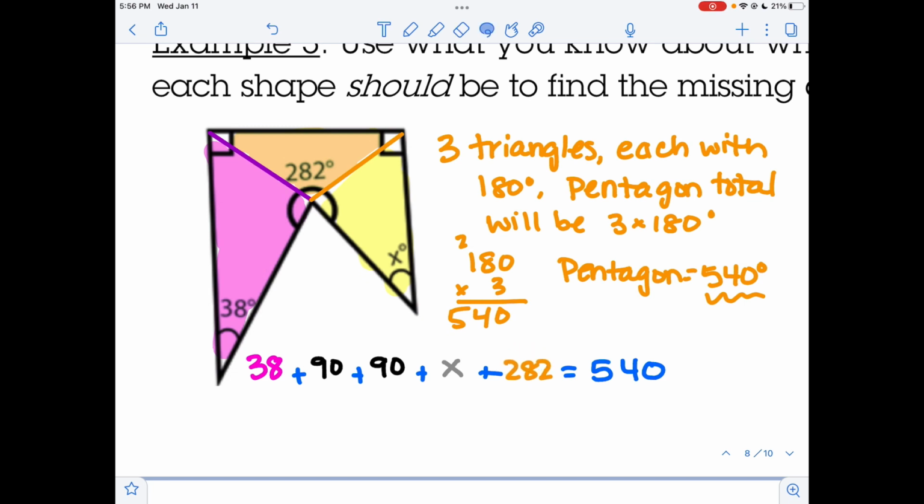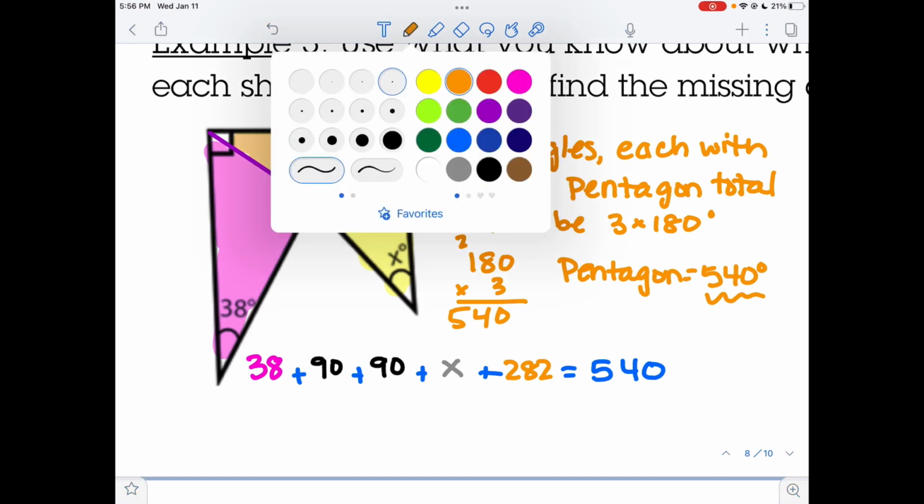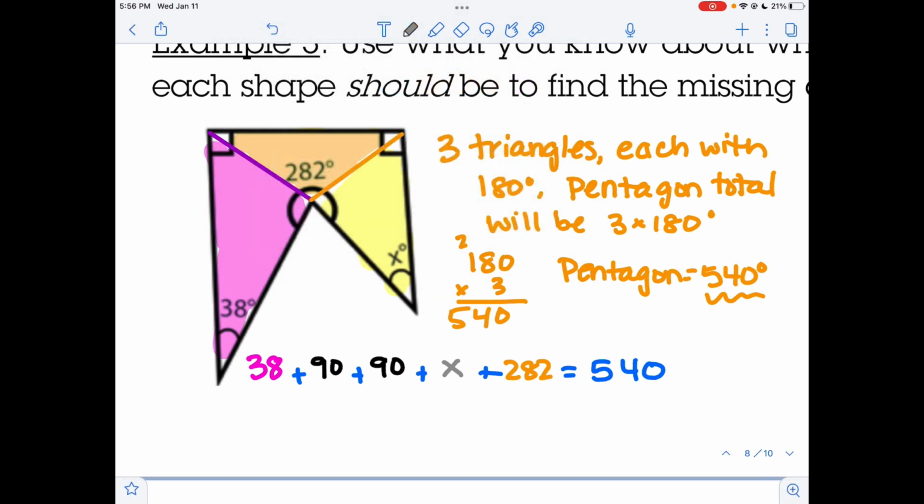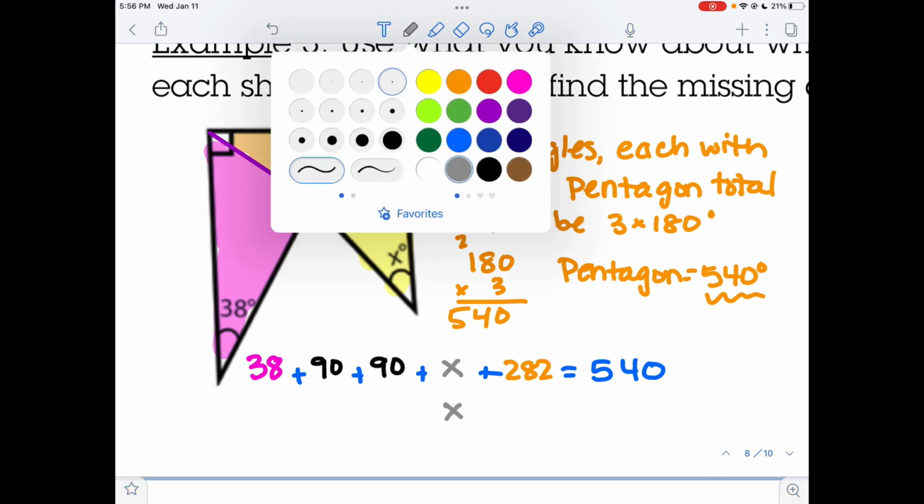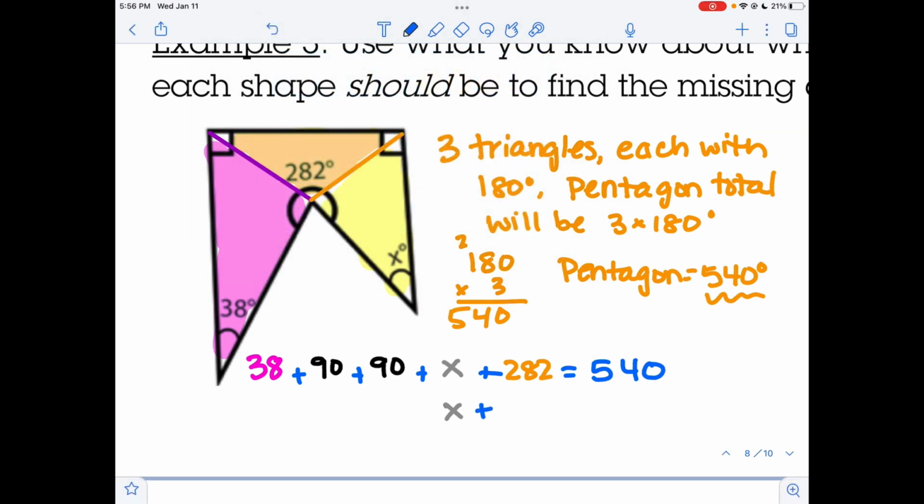So now that we've got our full equation written out, I'm going to go ahead and combine some like terms. So my X is going to stay X. There's no other X's to match with it. But I am going to be able to combine 38, 90, 90, and 282. So if you want to use a calculator, give me just a second. I'm going to open up my calculator.